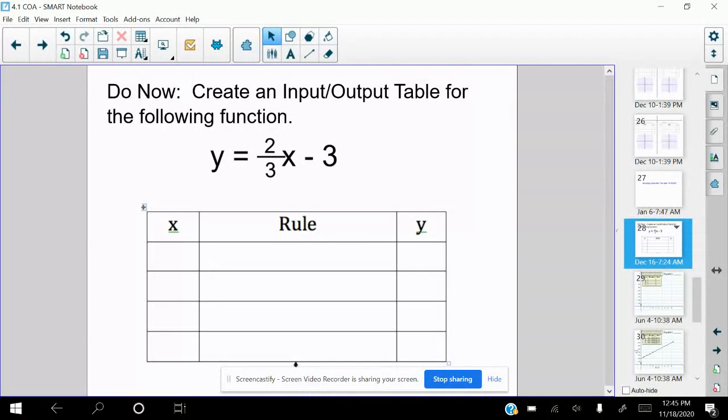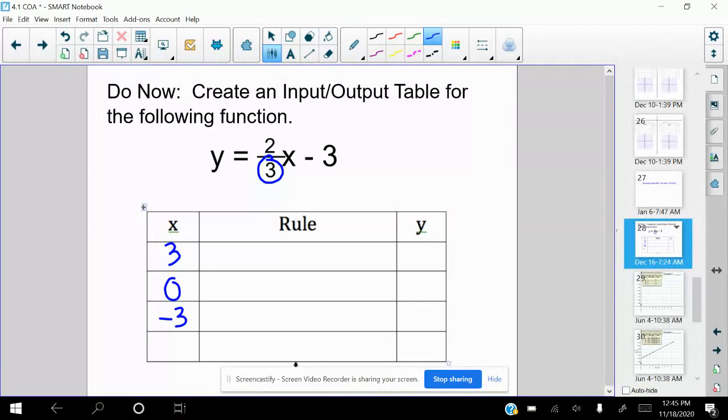All right, so if you listen to my voice, that means you have worked on this do now. You have created an input-output table. The first thing that I want to identify is we have a fraction with a denominator of 3, which means we want to choose multiples of 3 when it comes to our x values. So I'm just going to pick a couple. I'm going to use 3, I'm going to use 0, and I'll use negative 3.